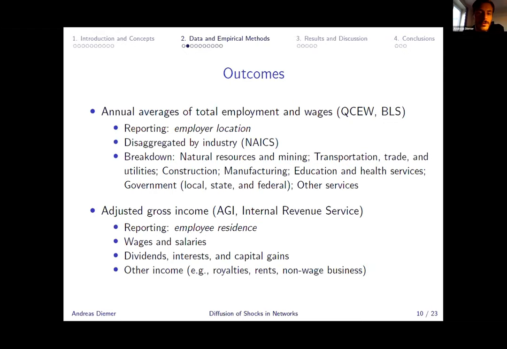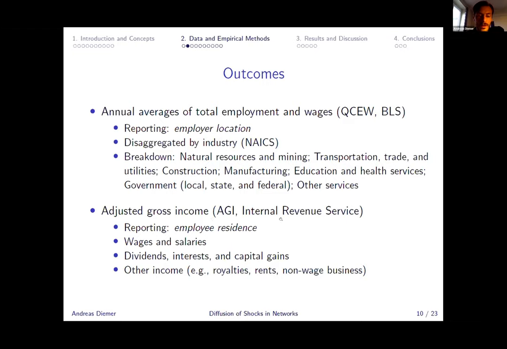A few words about data and methods. I use two main sources for my outcomes. One is from the Bureau of Labor Statistics, the Quarterly Census of Employment and Wages. Crucially, these are reported at the employer location, so where economic activity is taking place, and offer some industry disaggregation, which allows me also to study spillovers across different industries.